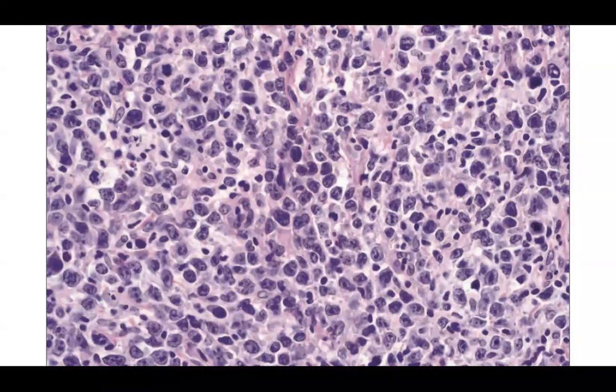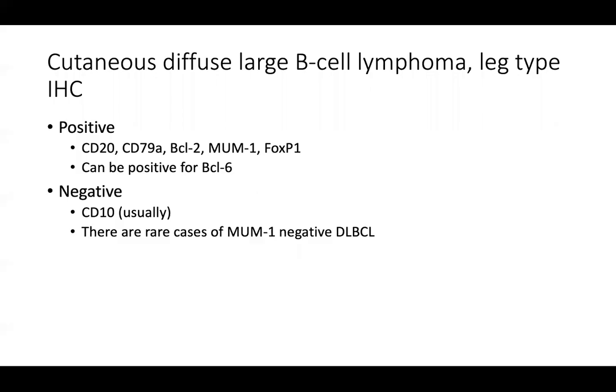And just by looking at it, you know that you're going to have to do some stains to really try to characterize this. Being able to recognize this on H&E, that this is a diffuse neoplastic lymphoid population, is going to be key for the beginners. So now that we've recognized we need to work it up, what are we going to stain it for?